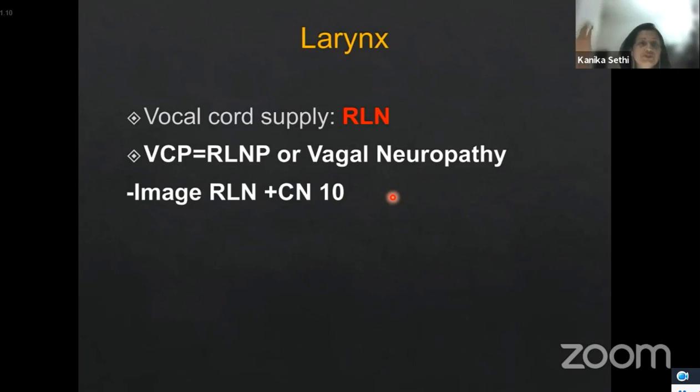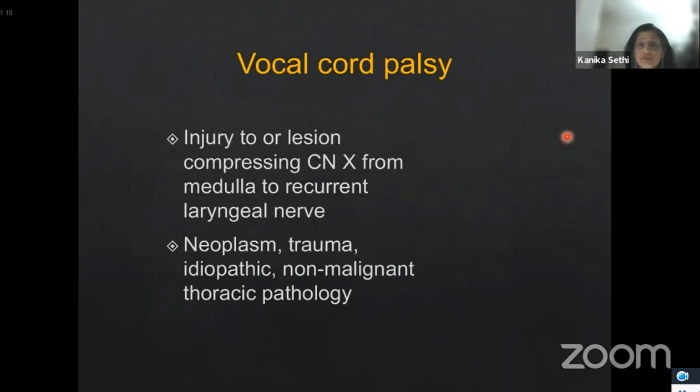So it is important to know whether it is proximal or distal, and imaging should be done from the neck up to the superior mediastinum. So it can be in the medulla, cisternal segment, jugular fossa, or in the neck. It can be idiopathic. The causes can be traumatic, neoplastic, or thoracic.